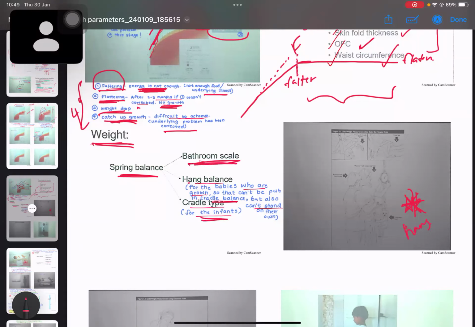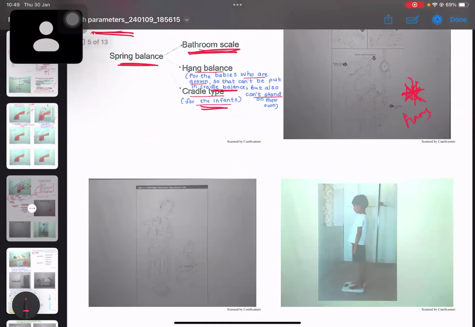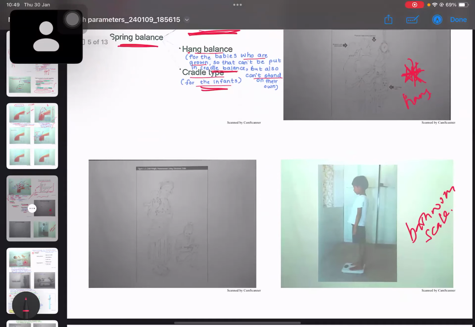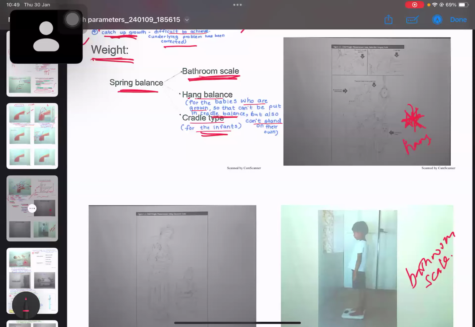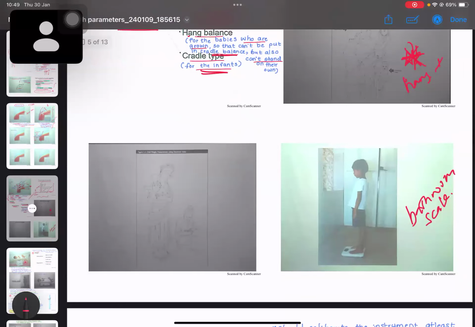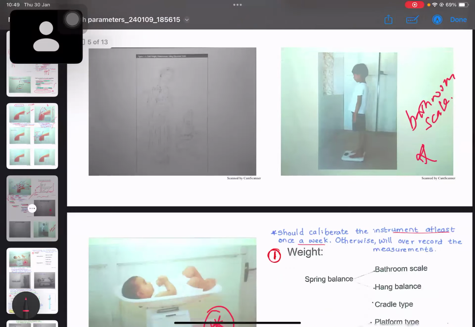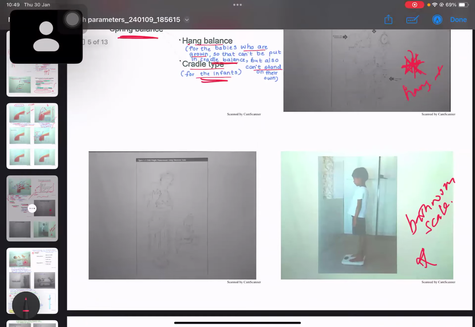Bathroom scales, as you all know, if you stand on it, is the bathroom balance, we say. This is the term we use in Sri Lanka. You have to know that, because there could be many terms, but the standard terms are hanging balance. This is a hanging balance. This is a bathroom scale, and this is a cradle balance.